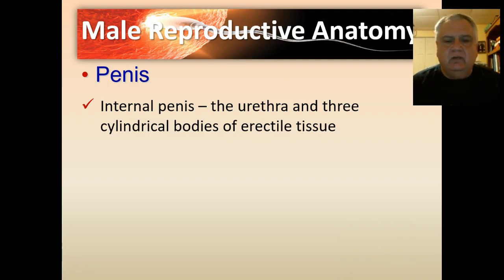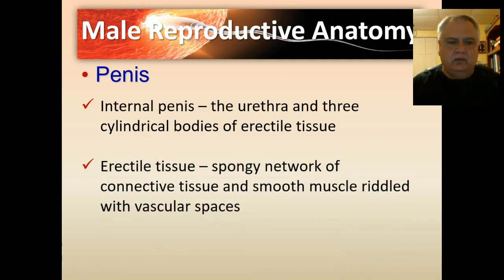Internally, we look at the penis and we see that the urethra has 3 cylindrical bodies of erectile tissue that surround it. This erectile tissue is a spongy network of connective tissue and smooth muscle that is riddled with vascular spaces. That is to say, spaces that have a lot of vascularity, a lot of blood vessels within them.